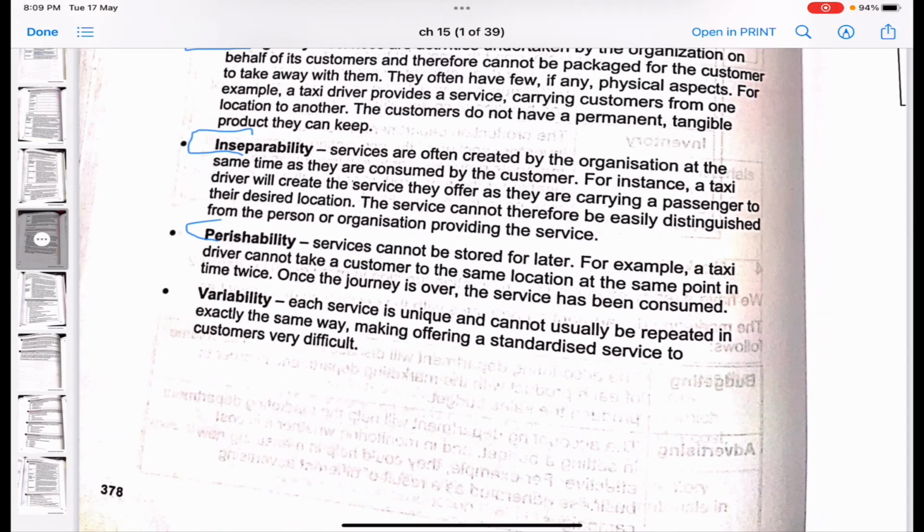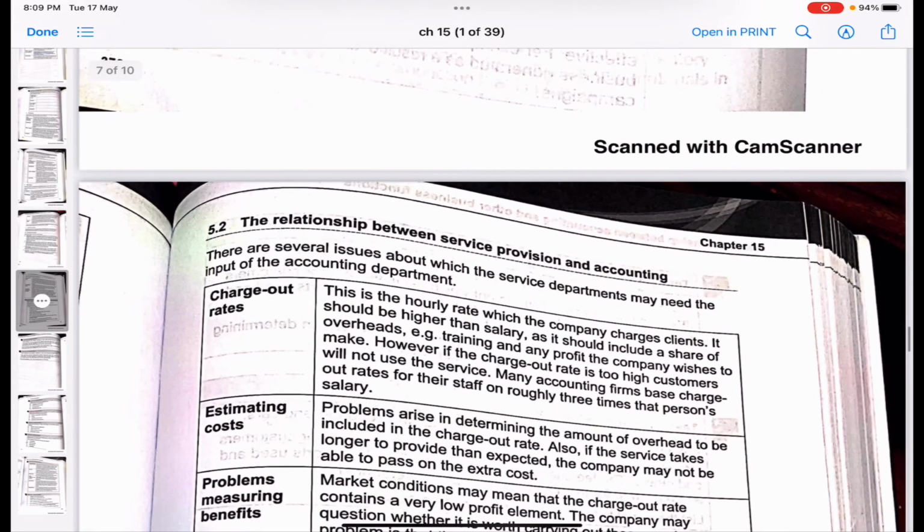Now we have variability. What is variability? It means that every time the service will be different. For example, if a teacher is teaching the same chapter in four classes, it's not true that they'll use the exact same wording every time. Every time they provide a facial or a massage, it's not always the same. It differs, right? That's what variability means. Each service is unique and cannot be repeated in exactly the same way, making it very difficult to offer a standardized service to customers.